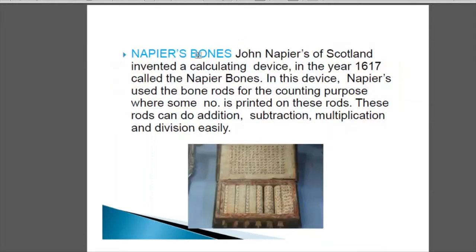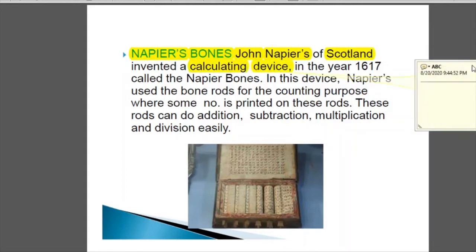Next is Napier's bone. Napier's bone was developed by John Napier. He was a person of Scotland, and he invented a calculating device. Now what do you mean by calculating device? Any device which performs any type of calculation, right?